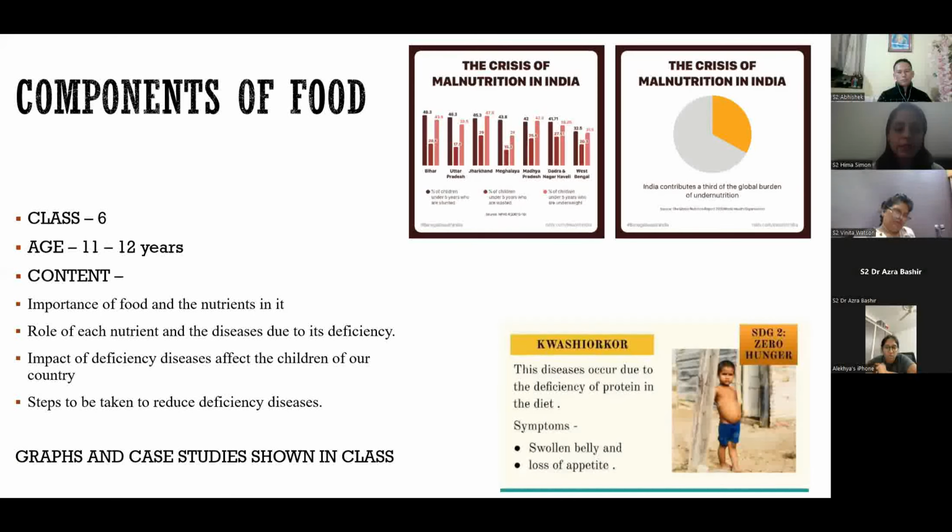We also stressed deficiency diseases. What is the aftermath of consuming a diet that is deficient in these nutrients? How does it affect our country? Where do we stand globally when it comes to deficiency diseases? How many children in this country are affected by these malnutrition diseases? All this was discussed with our students, and students became aware of their own nutritional intake, and they were encouraged to develop healthy eating habits.